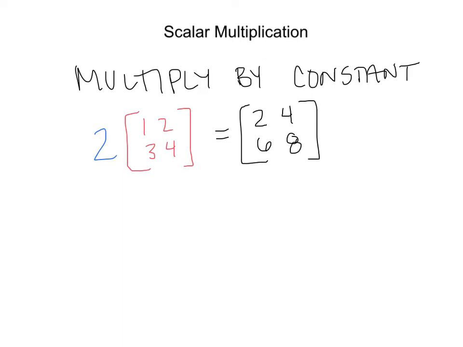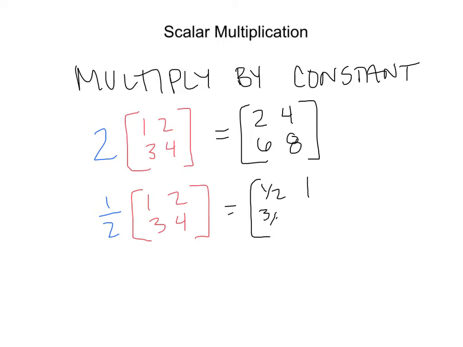And it doesn't have to be a nice whole number. We could do this same exact process. In fact, let's use the same matrix, and we can multiply it by, say, a half. All this means is that you're going to take each entry and multiply it by that constant. In this case, we're going to do 1 times 1/2, so that entry is 1/2. 1/2 times 2, that entry becomes 1. 1/2 times 3, so we get 3 halves. And 1/2 times 4, and that gets us 2.